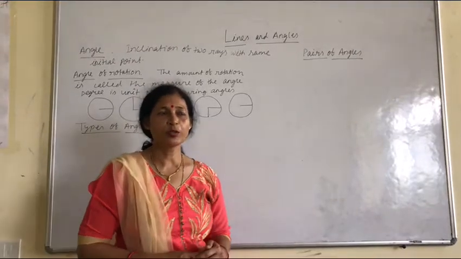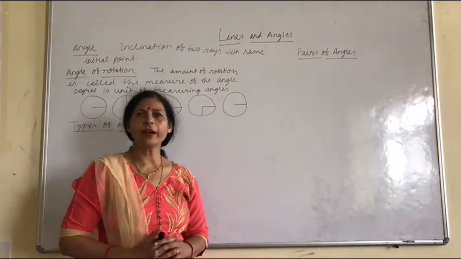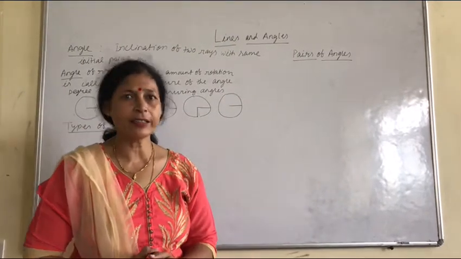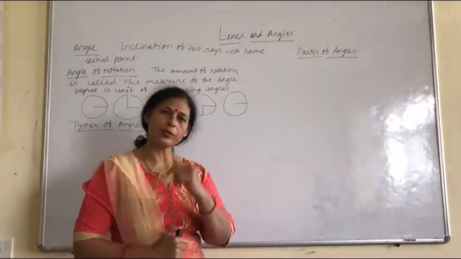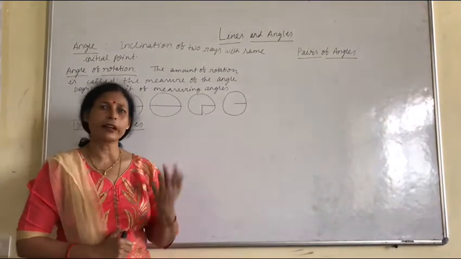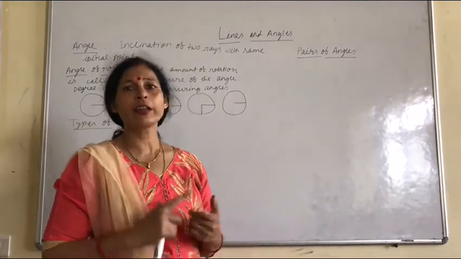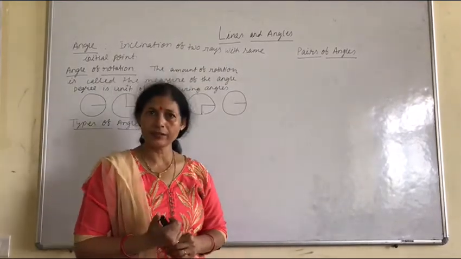Dear children, today your topic is lines and angles. I think you have ideas about angles and lines in class 6. In earlier class, you have some ideas. You know acute angles, obtuse angle, right angles. You have already studied the angles and also ray, line segments.